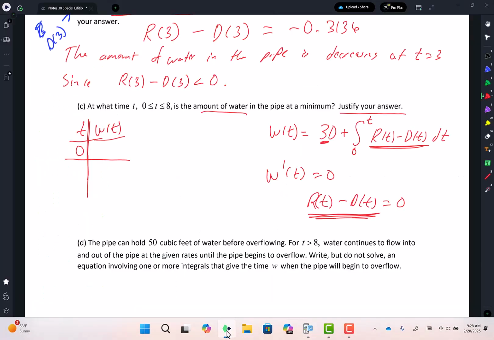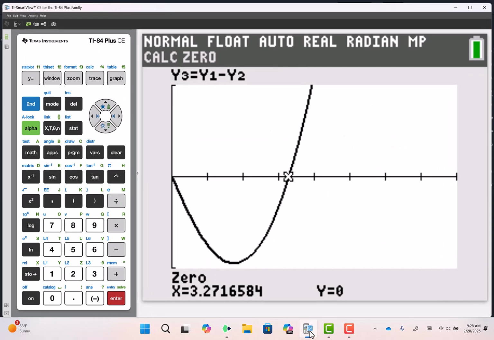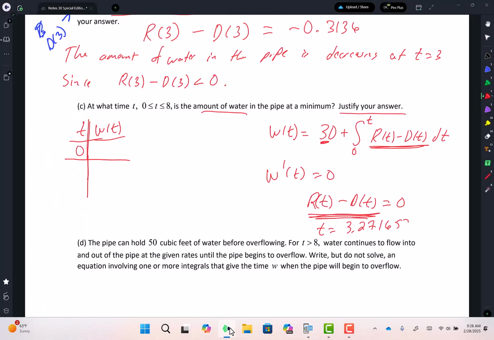3.2716584. So I'm going to say this happens at t equals 3.2716584. All right, that's what I'm going to put in here: 3.2716584. And then 8. All right, I'm done. Here's my answer.